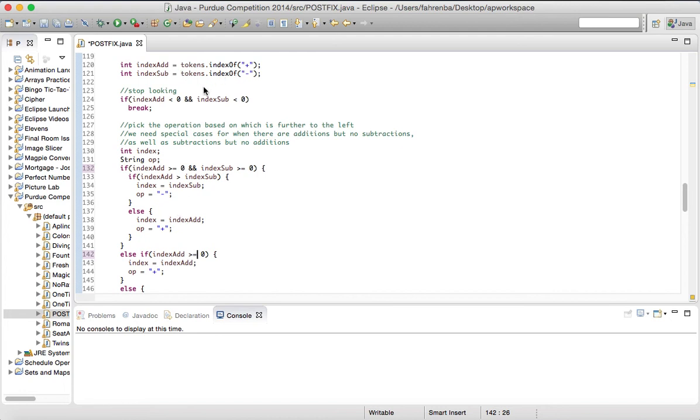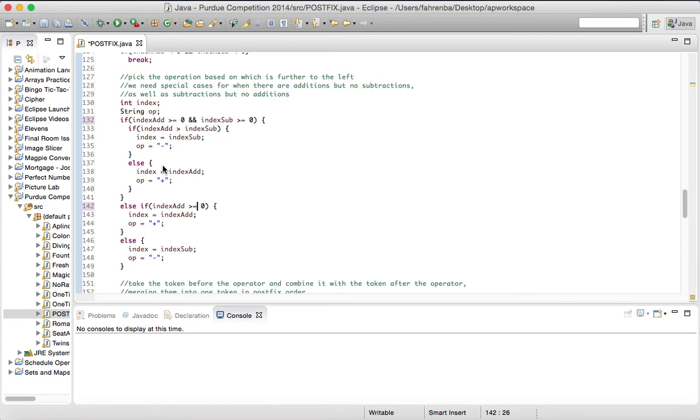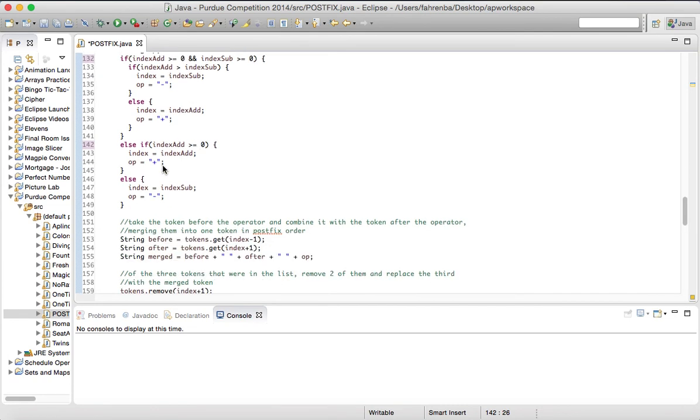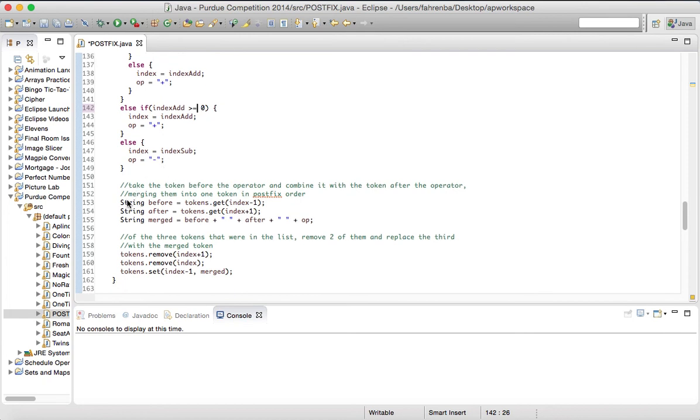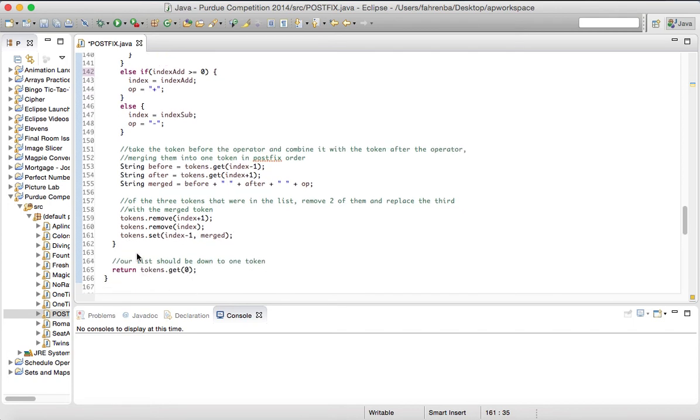So I'll look for adds and subtracts. If I don't find any, I'll end. I'll figure out, of the adds or subtracts that I do find, which one is the first one to the left. And then after I've found them, I take out the tokens, merge them together, remove two of the tokens, and replace. By the end of all this, our list should be down to one token. If it's not, there's a bug in the input string, not in our algorithm. And we're just going to return whatever our one token is in the list.